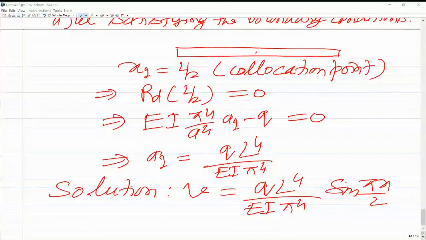Sir, instead of this sine function, if we had taken the polynomial, then how accurate would this answer be, using Galerkin and Petrov-Galerkin?